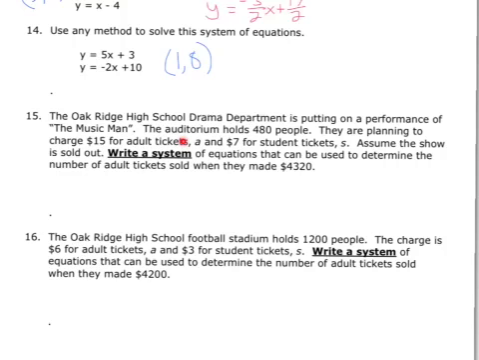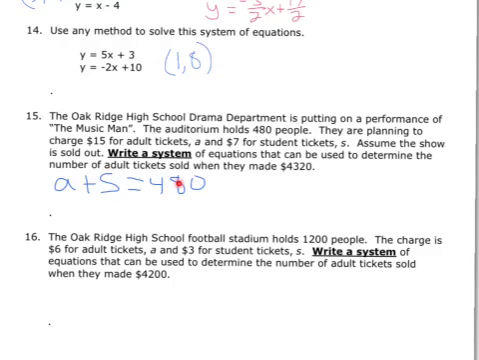Okay, so if it's a system, I have to look for information that's going to give me two equations. So the first equation comes from the number of people that are at the show. It says the auditorium holds 480 people. That could be adults or it could be students. We don't know which ones or how many of each. So what I'm going to write is the number of adults, A, plus the number of students, S, equals 480. So some number of adults plus some number of students combined is going to equal 480. So that's the first equation.